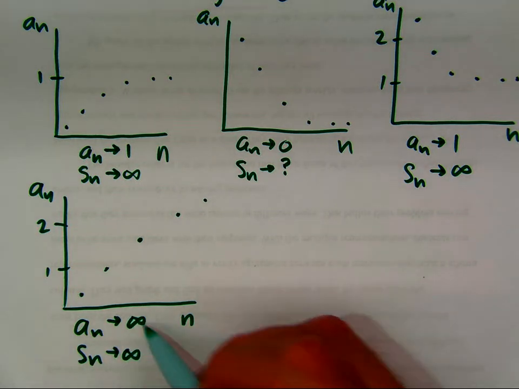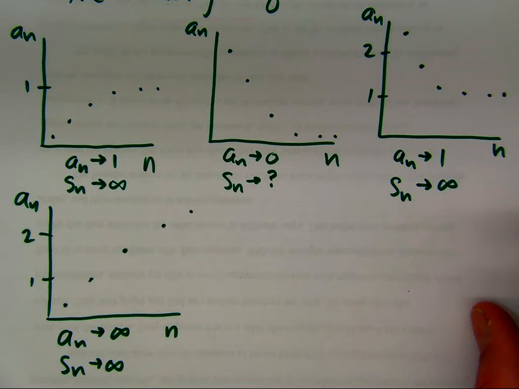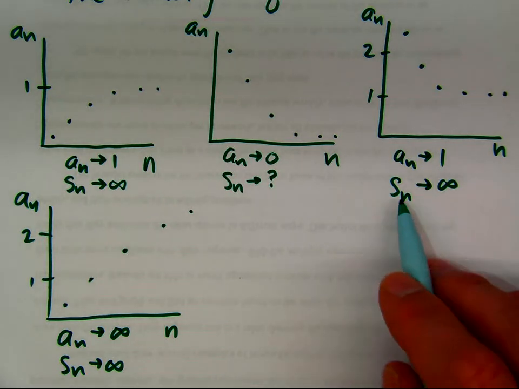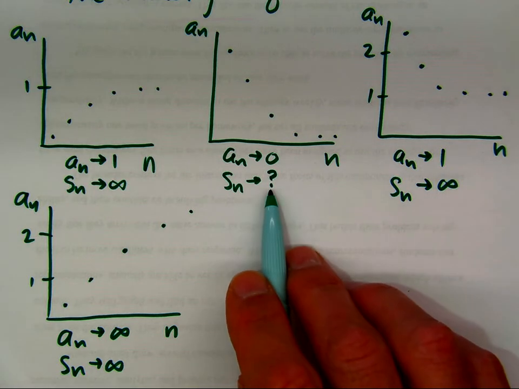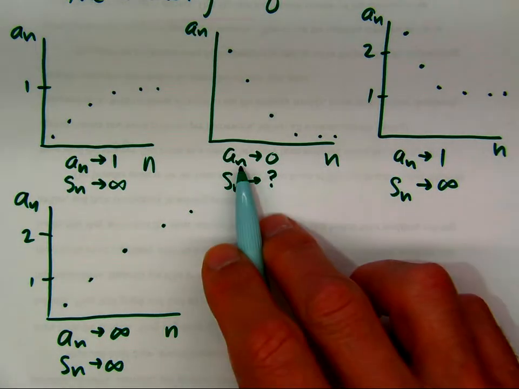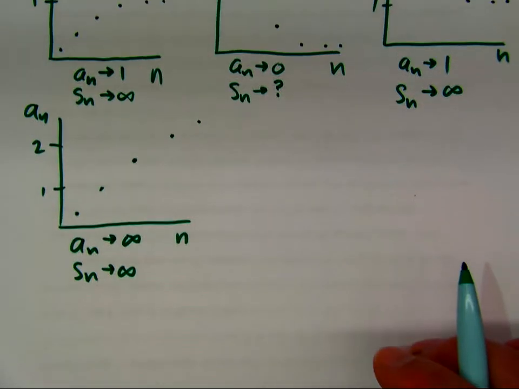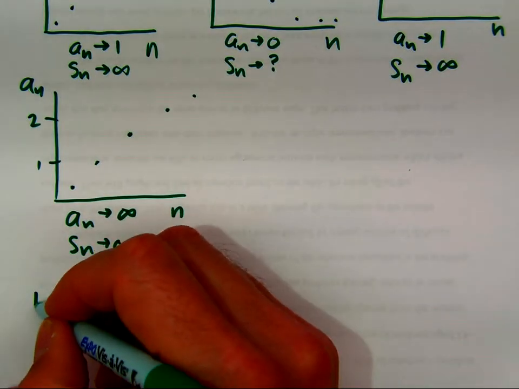So based on these graphs, as of now, we only have a test. We are only sure that a series will diverge. We don't know if a series will converge based on looking at the sequence. So this leads us to the nth term test for divergence.